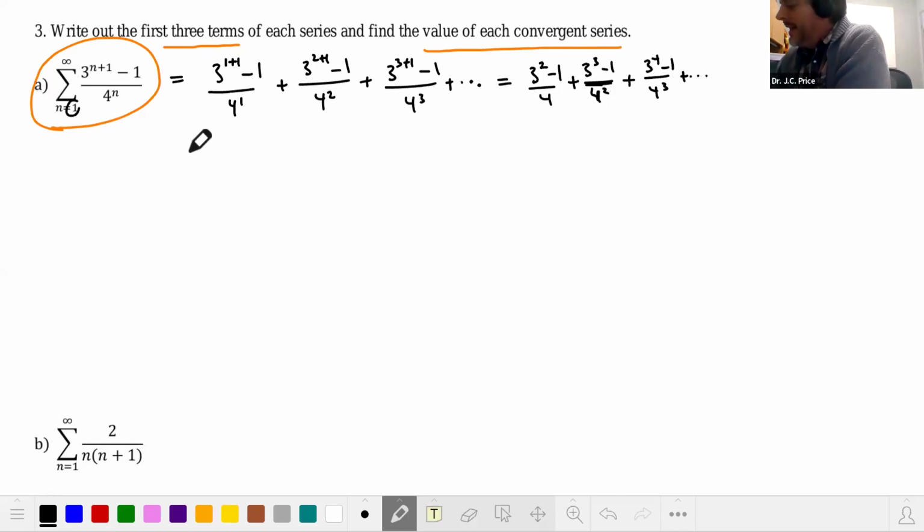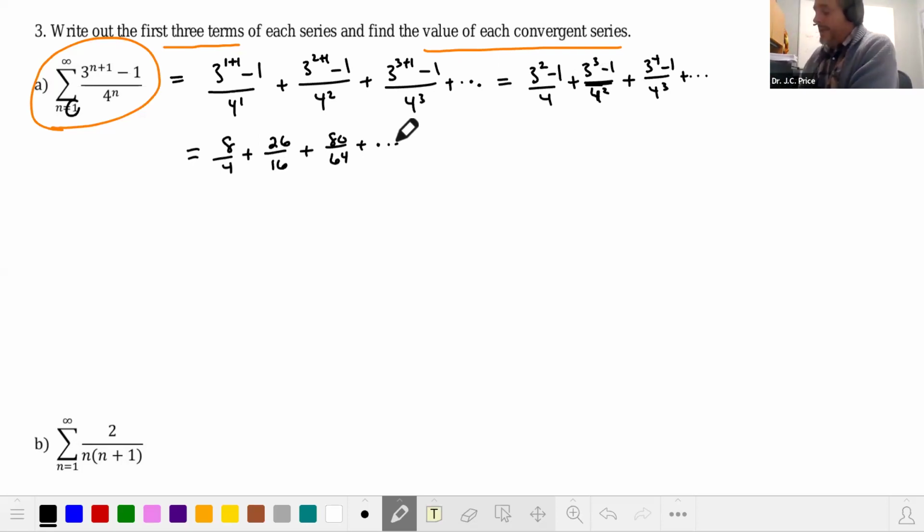And so finally, that'll be equal to, 3 squared is 9 minus 1, so that's 8 over 4. And then plus, this one's 3 cubed minus 1, so that's 27 minus 1 is 26 over 4 squared, that's 16. And then plus, 3 to the 4, well, that's 81 minus 1, so that's 80, divided by 4 cubed, which is 64. And then plus dot, dot, dot.